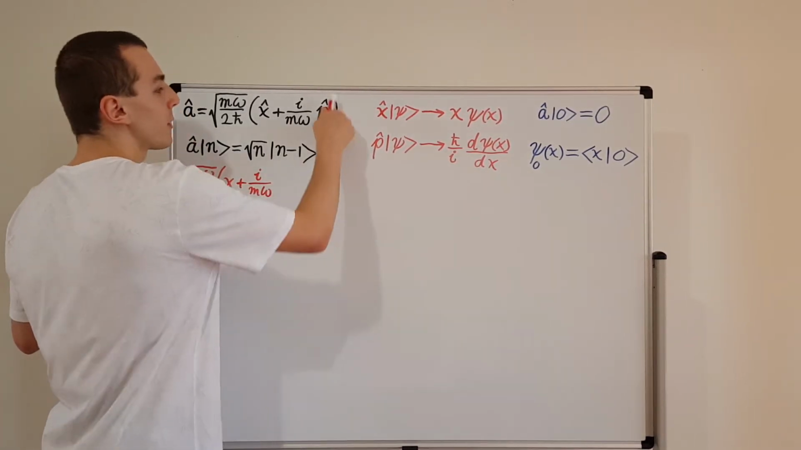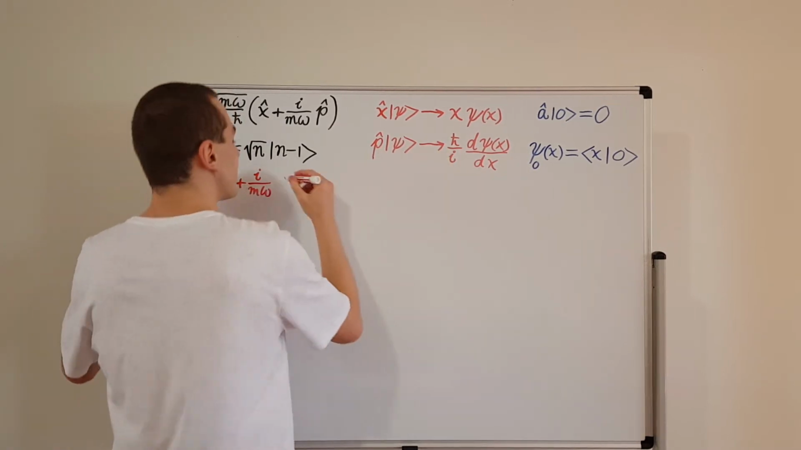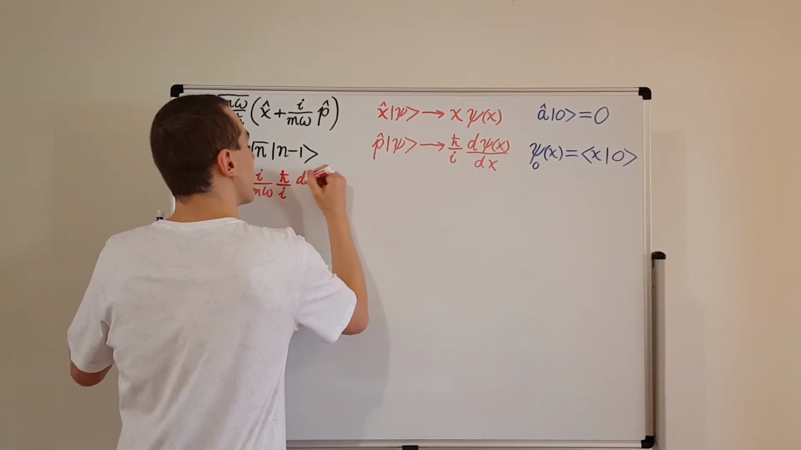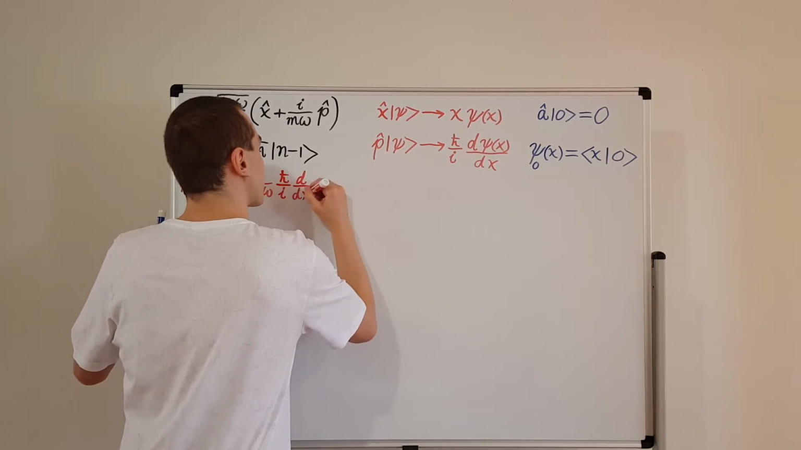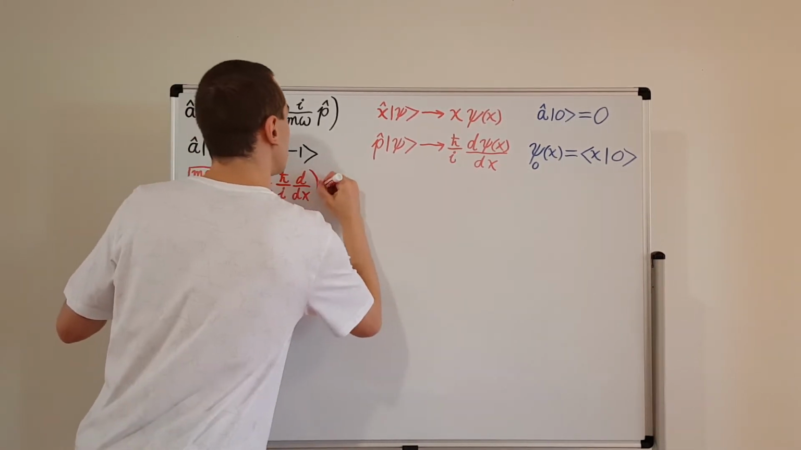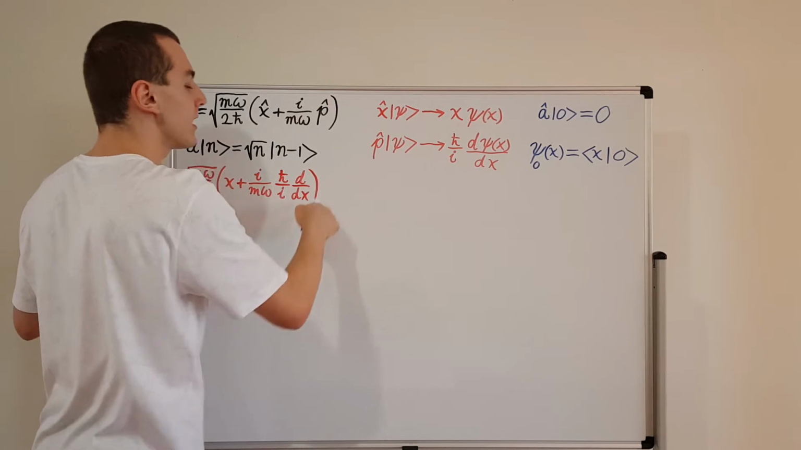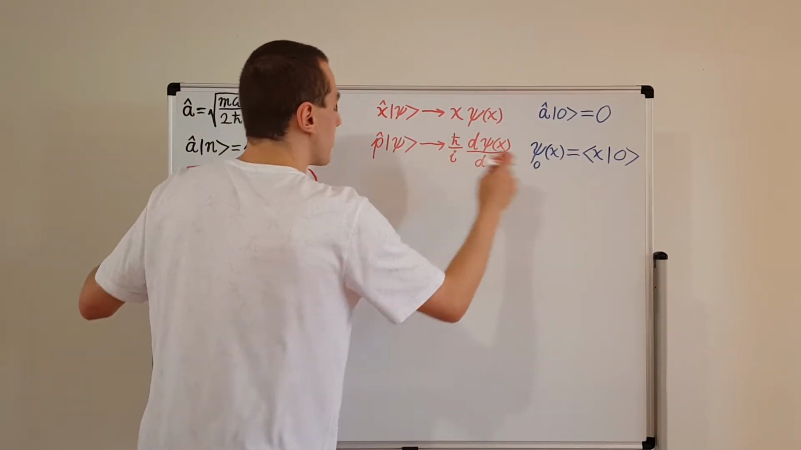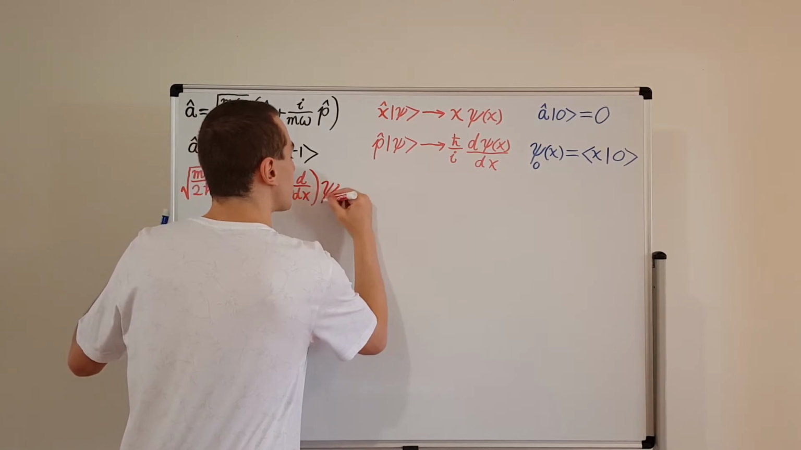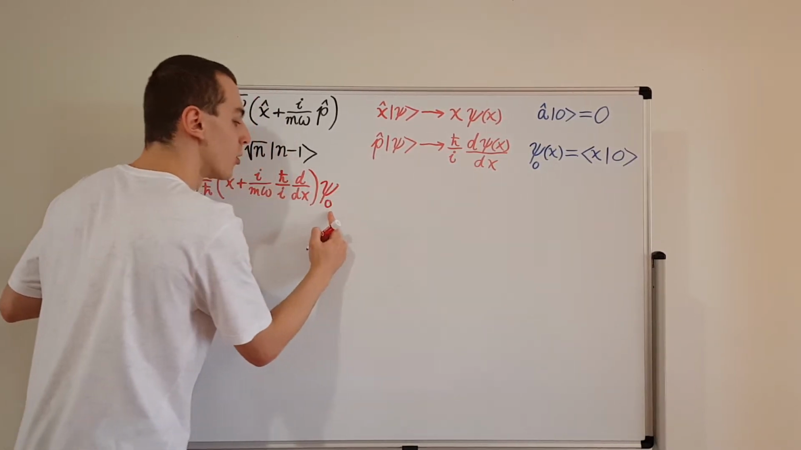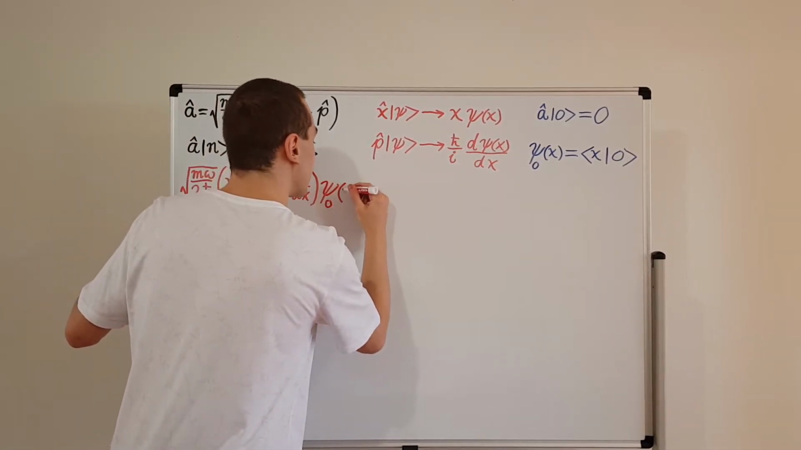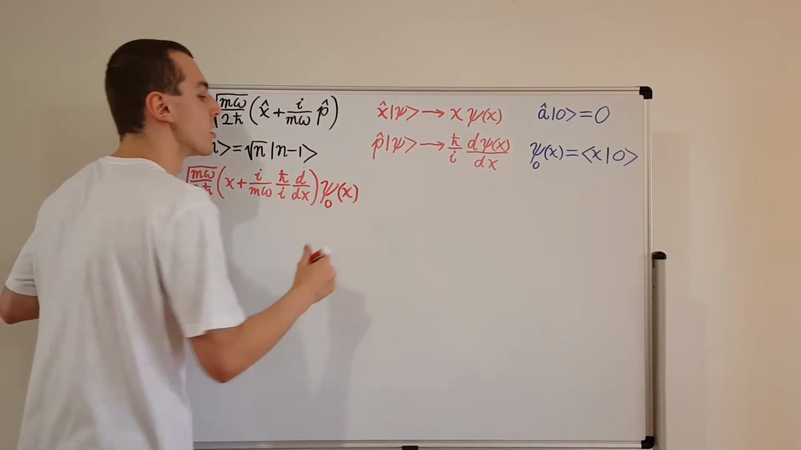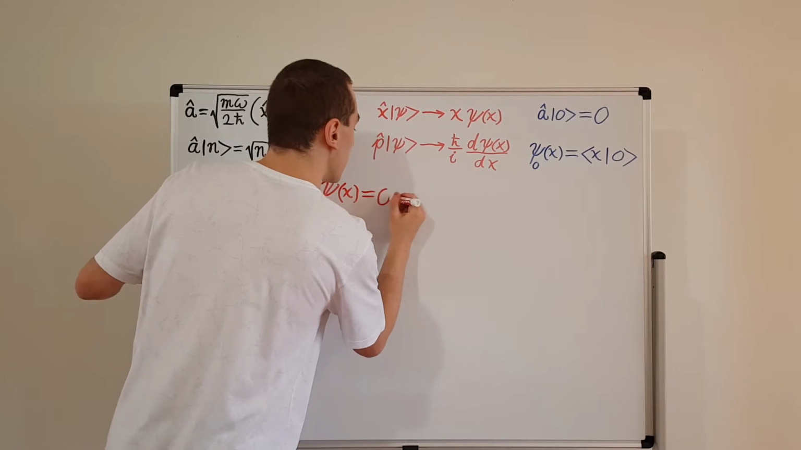And what are we going to have for momentum? Well, momentum is going to be h bar over i times the derivative with respect to x. And I'll close this bracket over here. That ends this bracket. And we're going to be acting with this operator on this ground state wave function. That ground state wave function is psi sub 0, or psi naught. And I'll write the explicit dependence on x over here. And that's what these brackets denote. This is equal to 0.